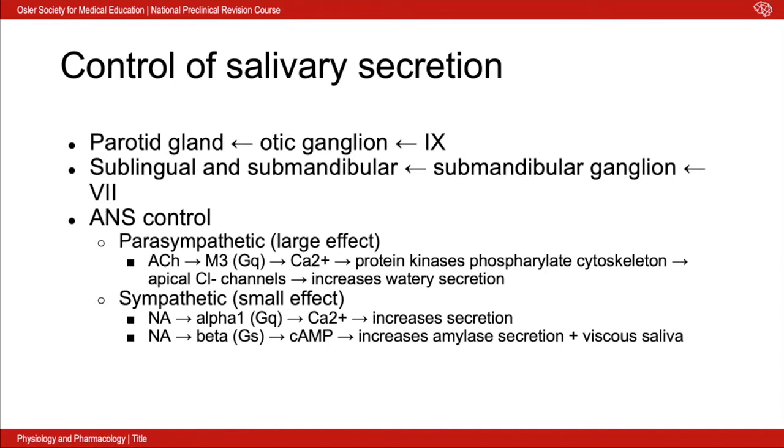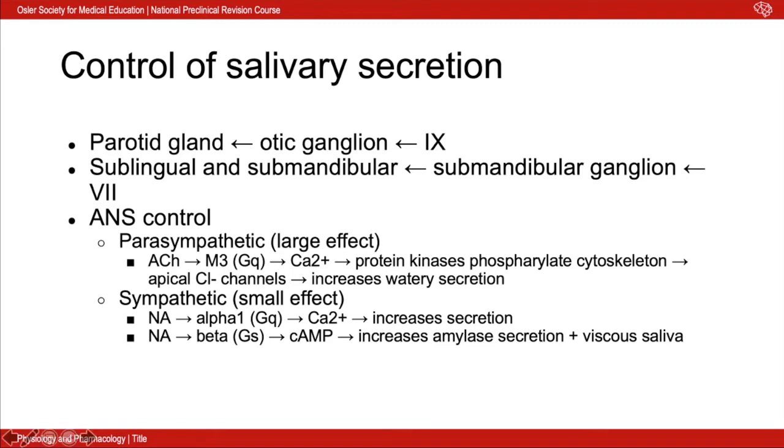And then the sublingual and submandibular glands are controlled by the 7th cranial nerve, or the facial nerve, via the submandibular ganglion. The way I like to remember this is that parotid has an O in it, so it's the otic ganglion. And the sublingual and submandibular glands both start with an S, so it's the submandibular ganglion. I think that's a classic MCQ question in Part A's.